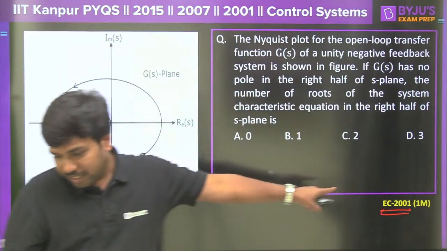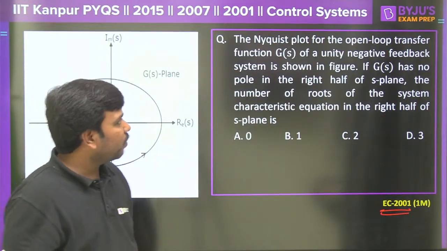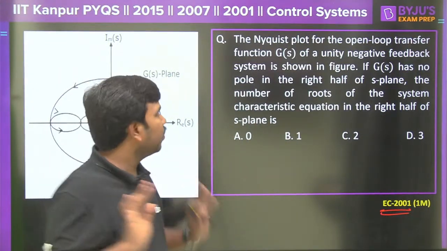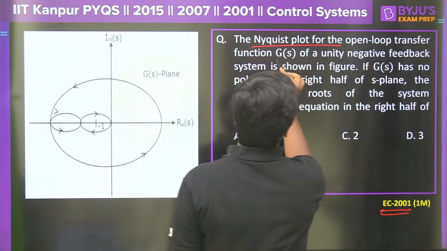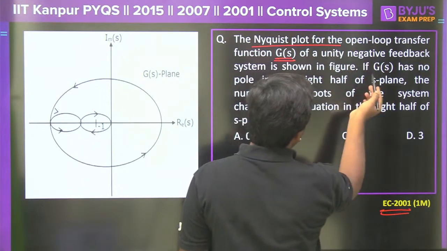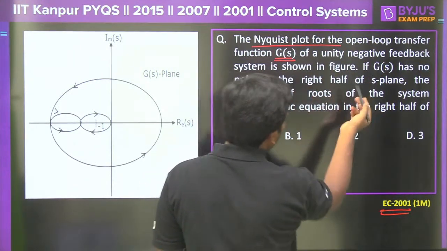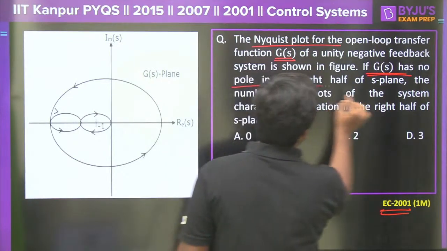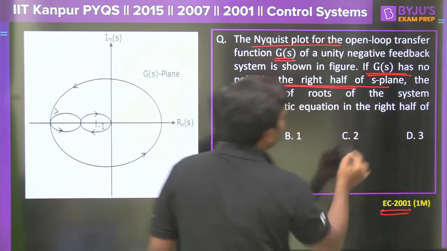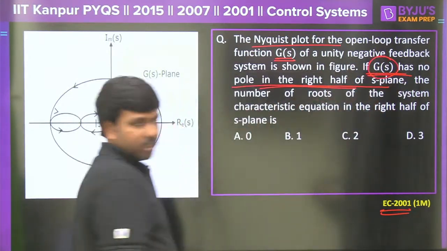Okay, next ECE 21, that is for 1 mark. This is a simple question. I feel you guys can do it. The Nyquist plot for the open loop transfer function G(s) of a unity negative feedback system is shown in the figure. G(s) has no pole in the right half of the S plane. What does it mean? G(s) means open loop system, clear?